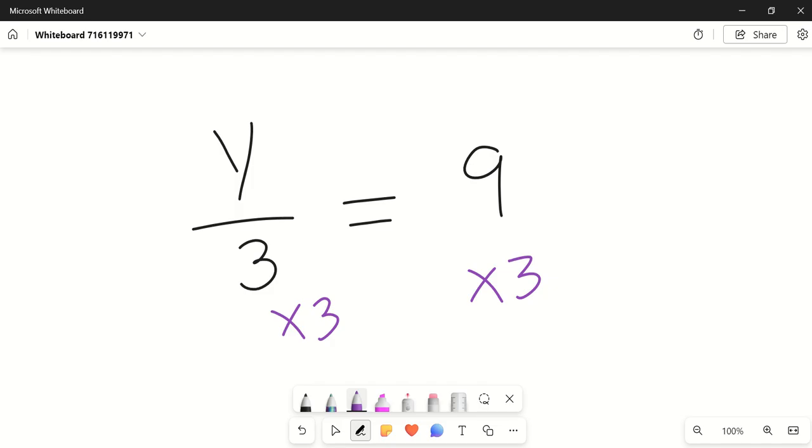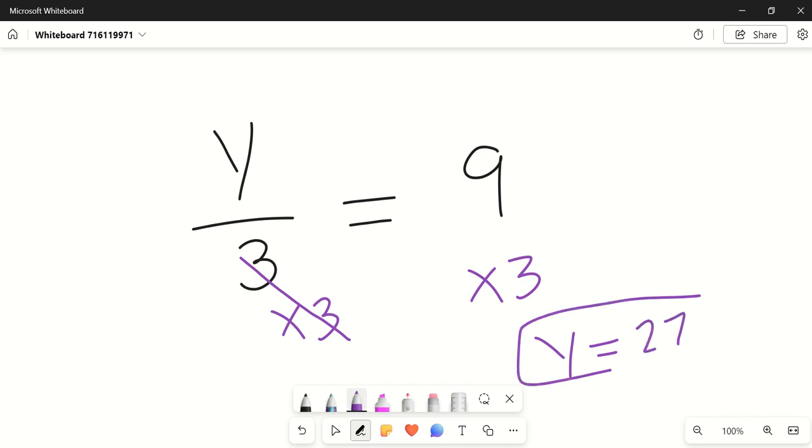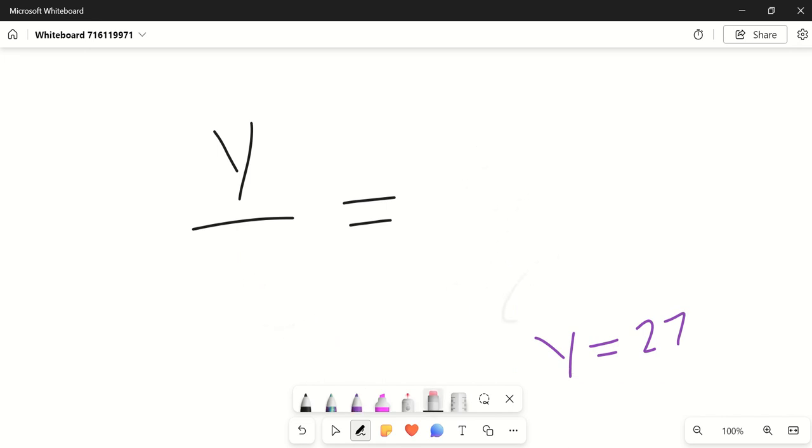So again, this basically is used to undo division problems. When I multiply each side by 3, these will cancel out. Y will equal whatever 9 times 3 is, which is what, ladies and gentlemen? 27. And that's it. Now, let me give you guys an example where things may be a little different.